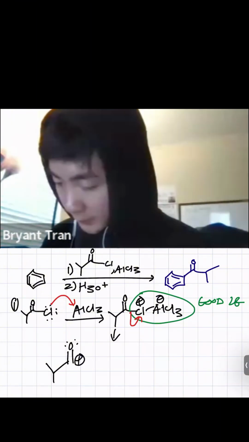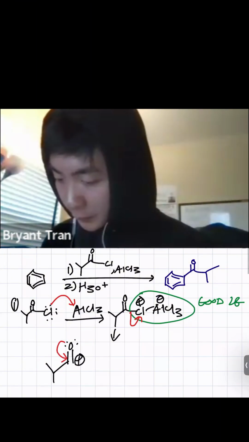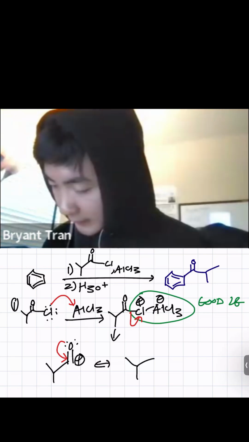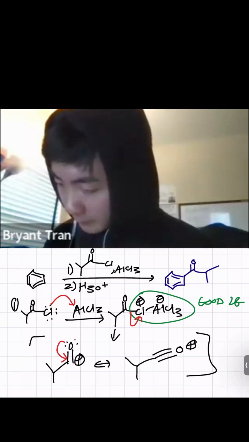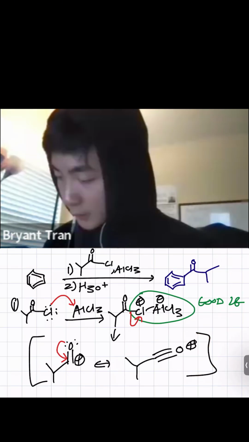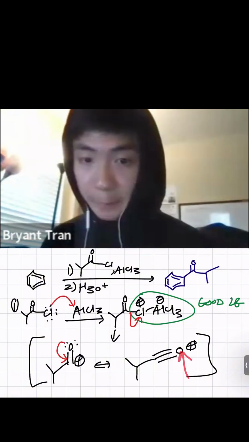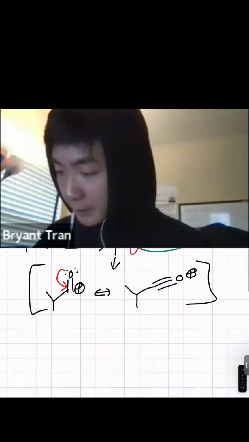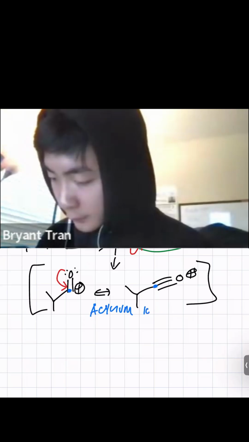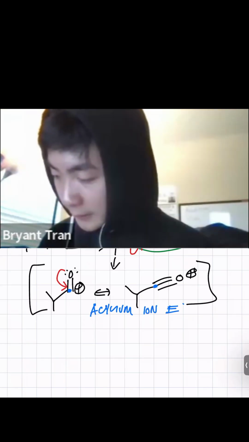where we see that we could do resonance by pushing a pair of electrons on this oxygen down to create that triple bond right there, which would give us this acylium ion here, which would be the major resonance contributor because every single atom here has a full octet, even though this oxygen has a positive charge, right? But the electrophile is this carbon right here of the acylium ion, right? Which is going to be our electrophile.